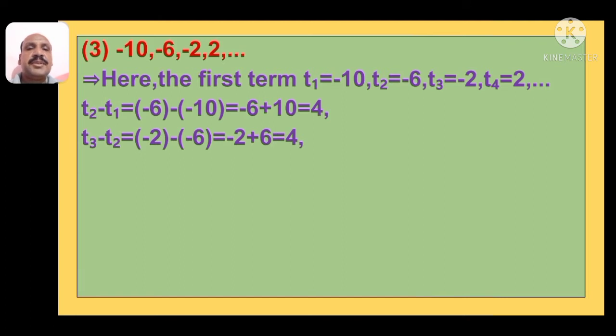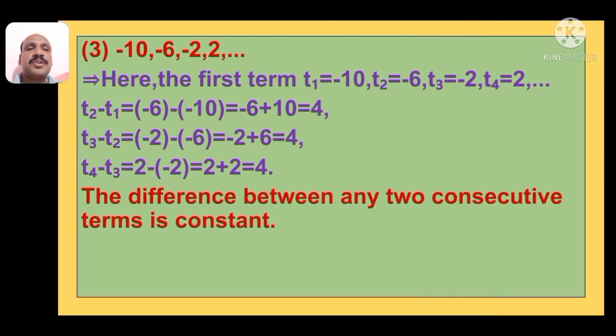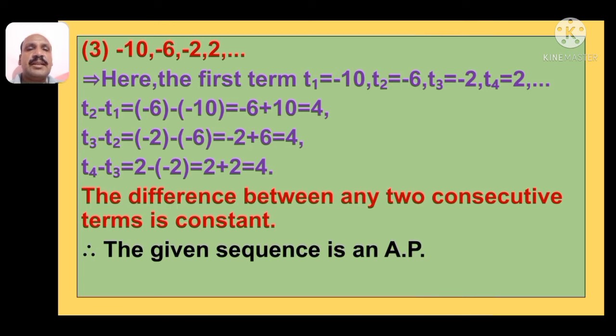T3 minus T2 is equal to minus 2 minus (minus 6), which is equal to minus 2 plus 6, which is equal to 4. T4 minus T3 is equal to 2 minus (minus 2), that means 2 plus 2, which is equal to 4. Here also the difference between two consecutive terms is constant. Therefore, the given sequence is an AP, that is arithmetic progression.